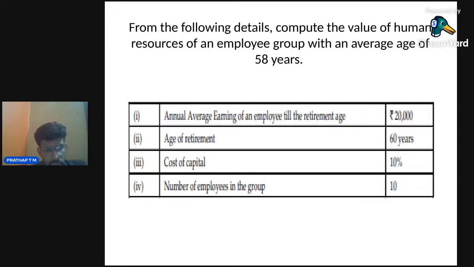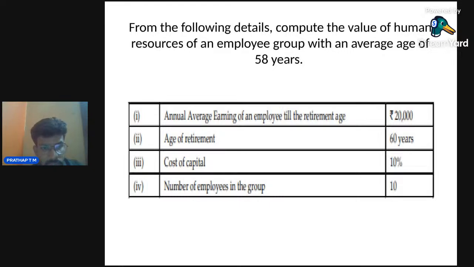Around what are they saying? They're saying it is 10. This is the information which they gave in their problem. I hope you can remember the formula that I suggested, to find the value of human resources by using Lev and Schwartz's model: I into t divided by 1 plus r to the power of t minus r.